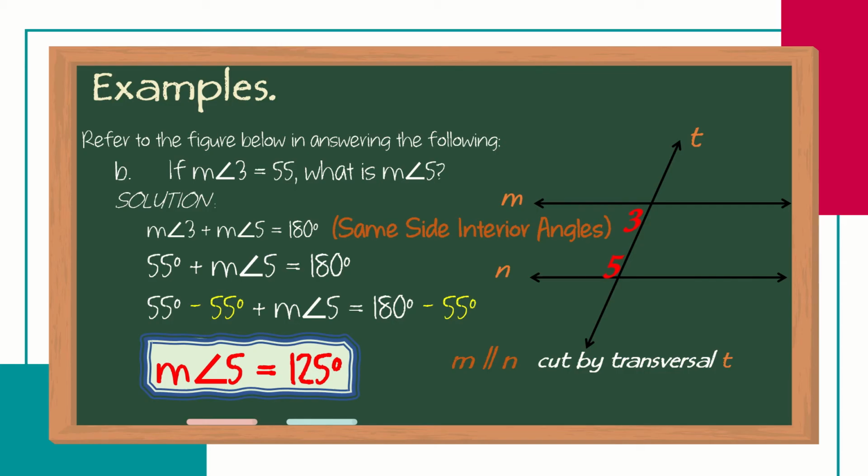To check our answer, let us try to add the measure of angle 3 plus the measure of angle 5. 55 plus 125 is equal to 180 degrees. Therefore, angle 3 and angle 5 are supplementary. Next, we have item C.